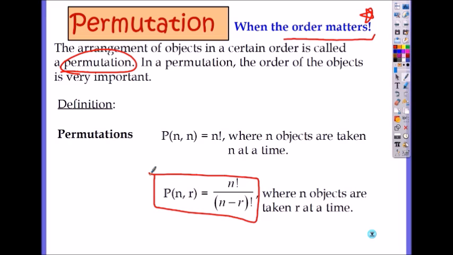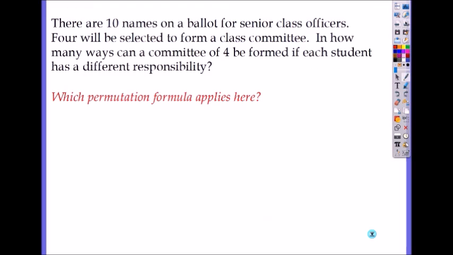So it's n, the total number, factorial, divided by n minus r factorial. Okay, I'll get back to this formula with the example on the next page. So here, there are 10 names on the ballot for senior class officers. 4 will be selected to form a class committee. In how many ways can a committee of 4 be formed if each student has different roles, different responsibilities?